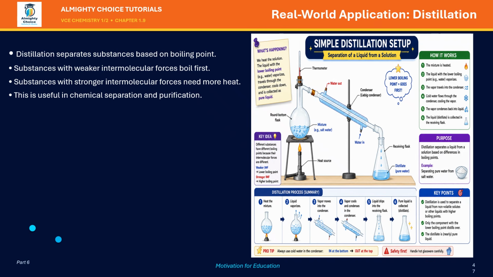That vapor travels into the condenser. Cold water flows through the condenser, cooling the vapor back into a liquid. Then the pure liquid, called the distillate, drips into the receiving flask. In this example, water is collected as distillate while the salt stays behind.